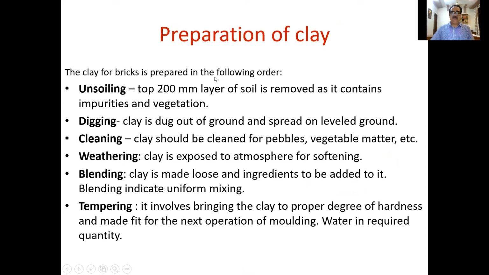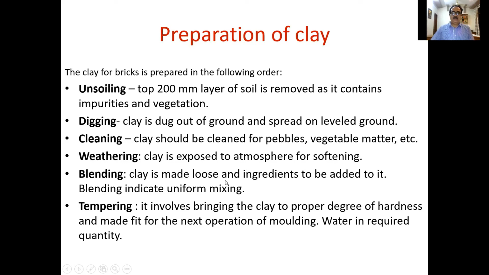The clay for brick is prepared in the following order: unsoiling. The top 200 mm layer, 20 centimeters, is removed as it contains impurities and vegetation. Then we must go for digging. Clay is dug out of the ground and spread on a leveled ground. Then clay should be cleaned of pebbles, vegetable matter, etc. This process is known as cleaning. Then the next process is weathering. Clay is exposed to atmospheric agencies for softening.